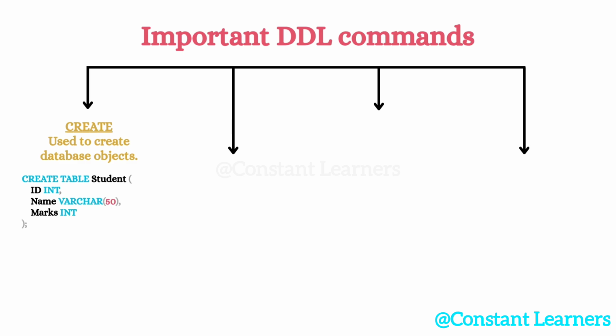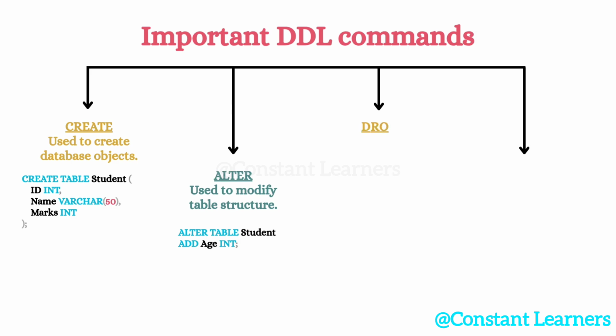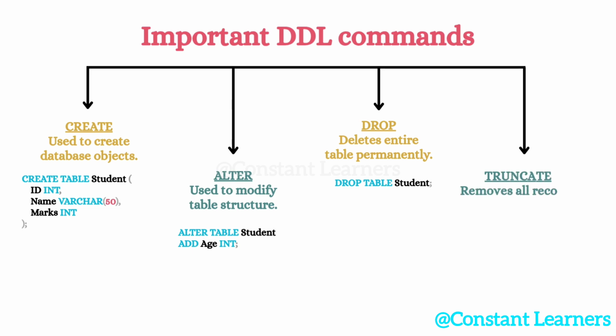Then the second is alter. It is used to modify the table structure. For example, alter table student. So here we are modifying the already existing table. Third is drop. It deletes the entire table permanently. Drop table students. That means it's going to delete the entire table permanently. Next is truncate. Truncate removes all records from a table, but it keeps the structure. For example, truncate table student, it deletes all the data inside the table, but it keeps the table structure.